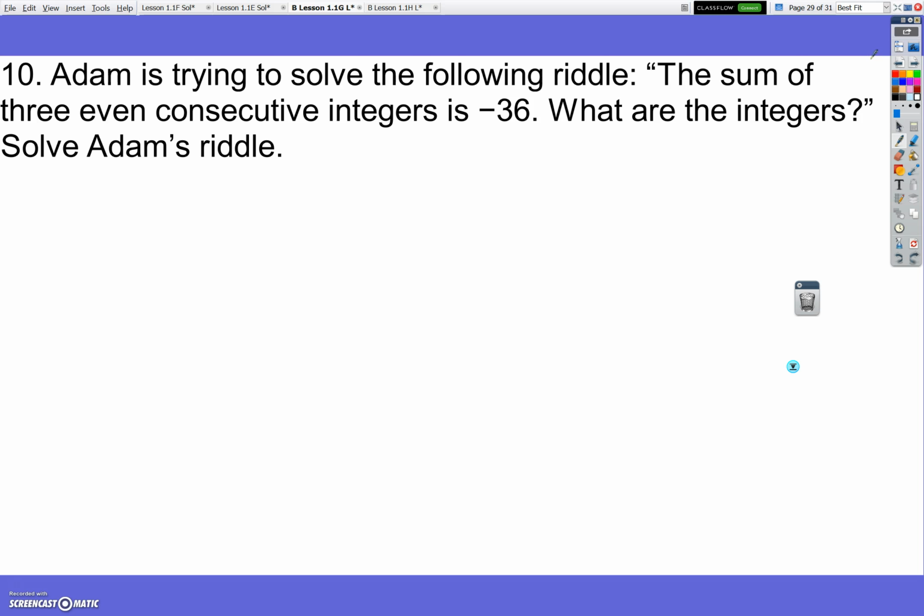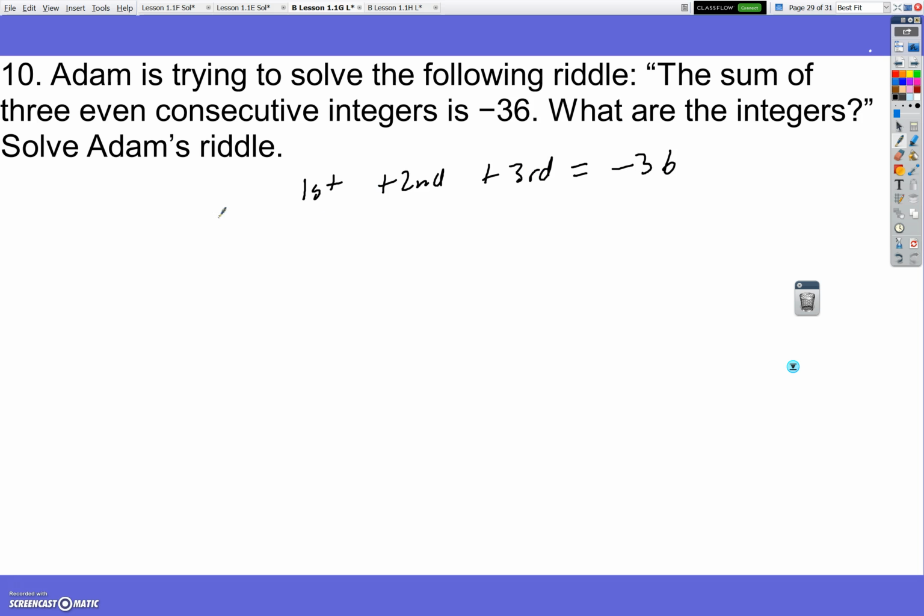It says Adam is trying to solve the following riddle. The sum of 3 even integers is negative 36. What are the integers? So we previously looked at this one. Remember, we're looking at 3 consecutive integers. So that would be the first number plus the second number plus the third number. And that's going to add to a negative 36.